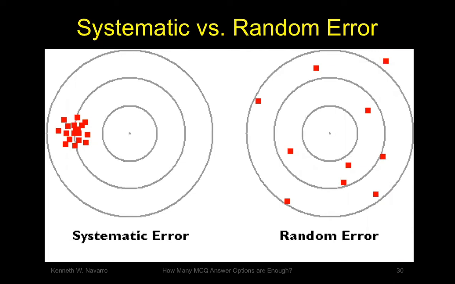And so one of the ways that systematic error can affect students is through poor item construction and the testing environment itself.